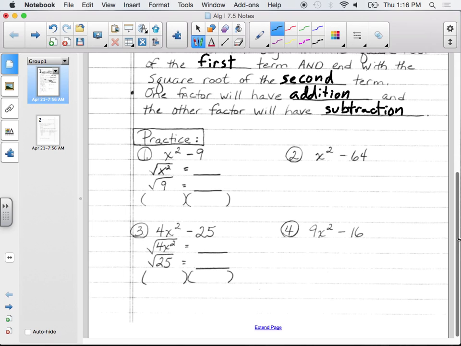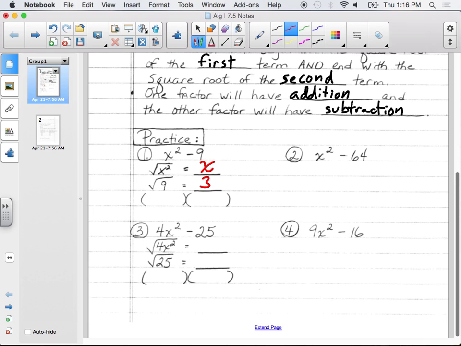Alright, so we're just going to do some practice problems now. This first one, number 1, x squared minus 9. Is that a difference of 2 squares? Yes. Is x squared a perfect square? Is 9? They're being subtracted, so yep, we can say that is. What's the square root of x squared? Carly? X. X, right? What's the square root of 9? Blaine? 3.